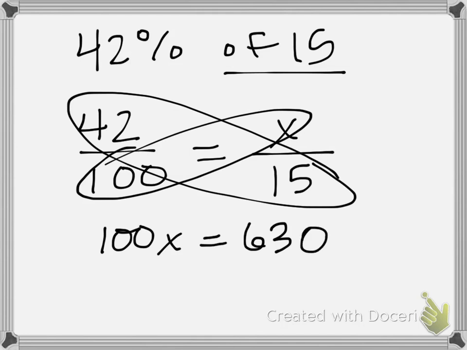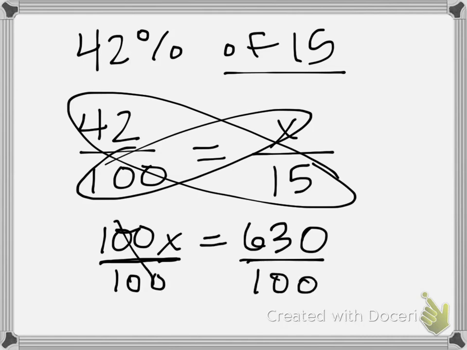Okay. So now what we're trying to do, again, we're trying to get x by itself here. If it's 100 times x, we're going to divide both sides by whatever's next to the x. So in this case, it's 100. So these hundreds on the left side cancel out, and I'm just left with x.